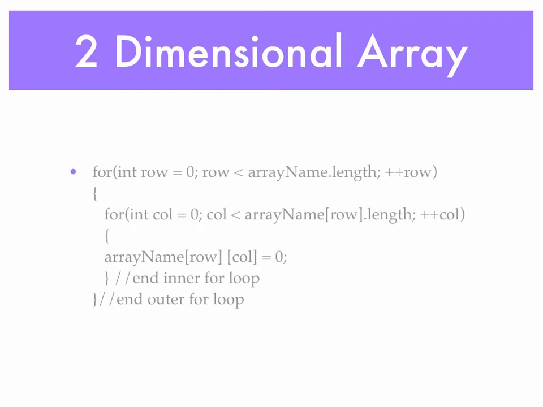Now, I suggest that you use descriptive names. You'll note here that I didn't use the variable i, I used row and column. And notice that what we have as the control in the outer loop is the length attribute, the length instance variable of array name. Array name.length is going to tell me how many rows I have in that array. You'll note the inner loop is controlled by array name sub row dot length.